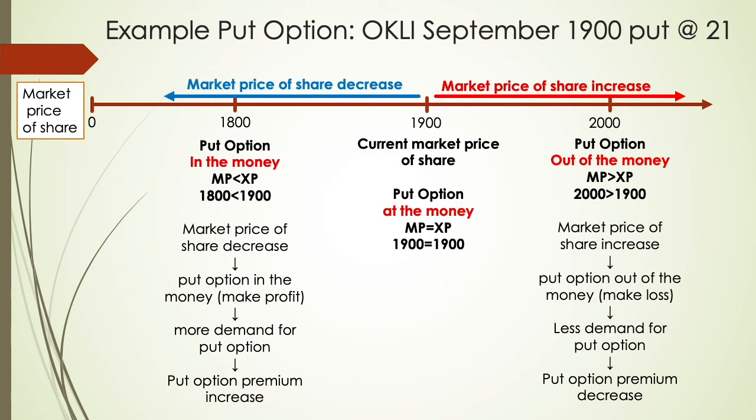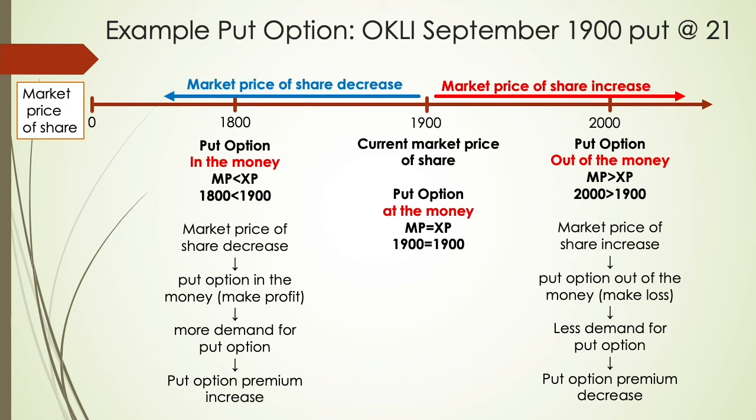Put option, OKLI September 1,900 put at 21. So let's say current market price of share at 1,900. That means the put option is at the money. If the market price of share decrease, let's say to 1,800, that means the put option is in the money. In the money means more make profit. When the put option make profit, demand for put option increase, and as a result, put option premium also increase.